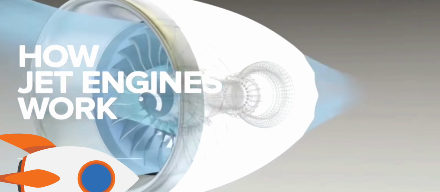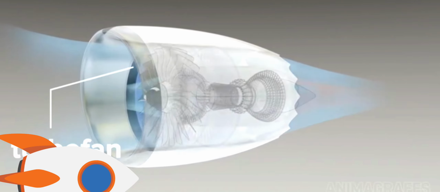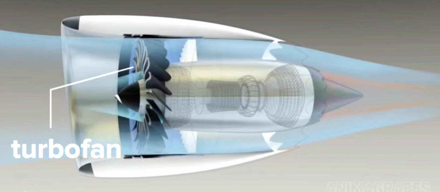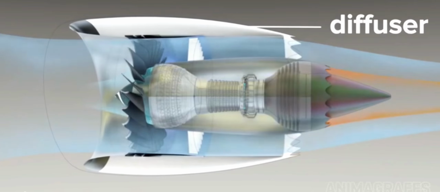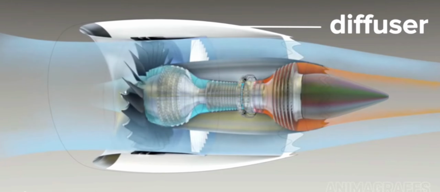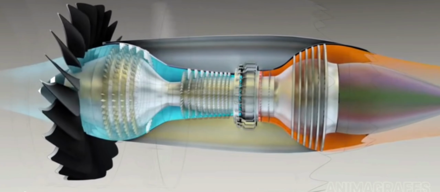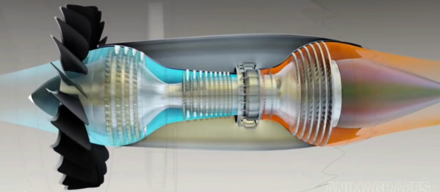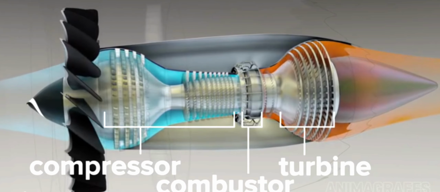How jet engines work. Most jet-propelled airplanes use a turbofan design. The turbofan can be thought of as a high-tech propeller inside of a duct called a diffuser, driven by a gas generator. The core. The core of a jet engine is a gas generator that creates high-pressure gas to power a turbine. This setup has compressor, combustor, and turbine sections.